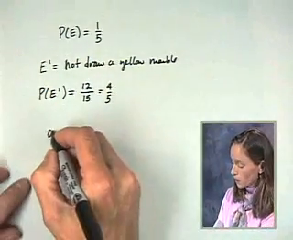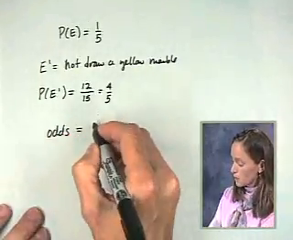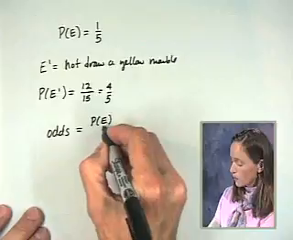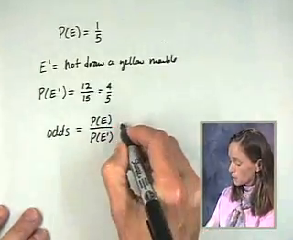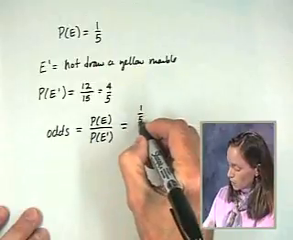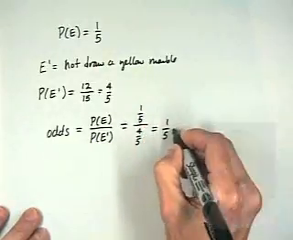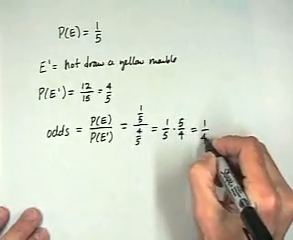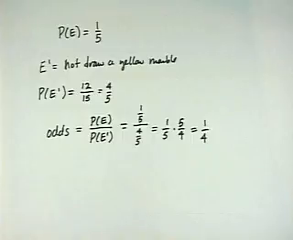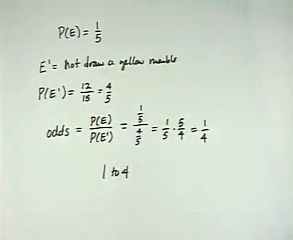But we want the odds, not the probability of the complement. The odds are defined to be the probability of an event divided by the probability of its complement. In this case, 1/5 divided by 4/5, which is 1/5 times the reciprocal 5/4, the fraction 1/4. Generally, that's written 1 to 4. That's the odds of drawing a yellow marble.